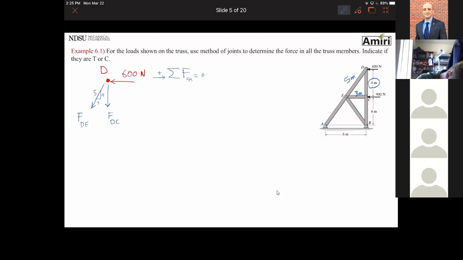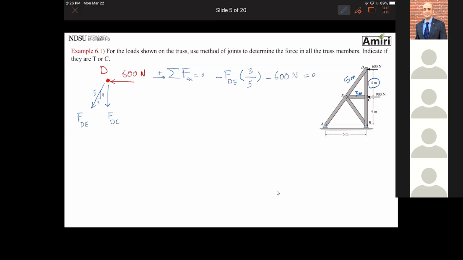What I see is minus FDE. What is the x component of that? Is it 3 over 5 or 4 over 5? 3 over 5. And DC is straight down, minus 600 Newtons equals 0. FDE is going to be minus 1000 Newtons.